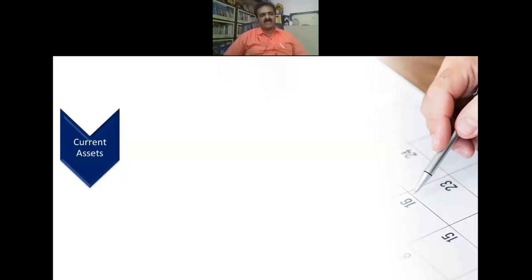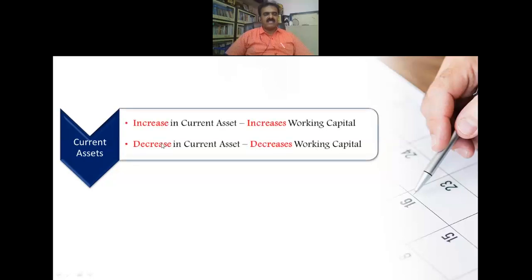rules for the calculation of working capital. So as far as the current assets are concerned, the rule to be applied for current assets is: increase in current asset increases working capital, decrease in current asset decreases working capital. This is the rule to be followed.